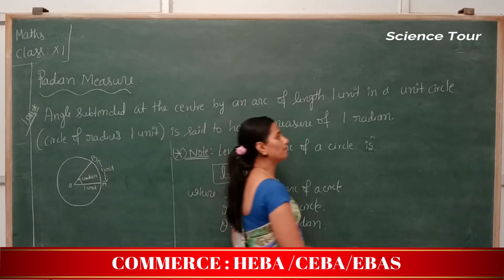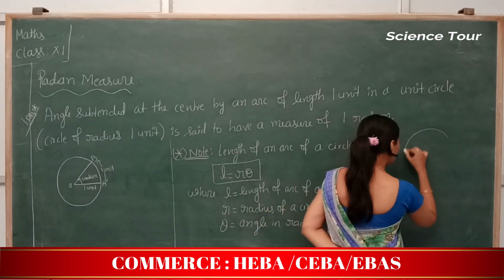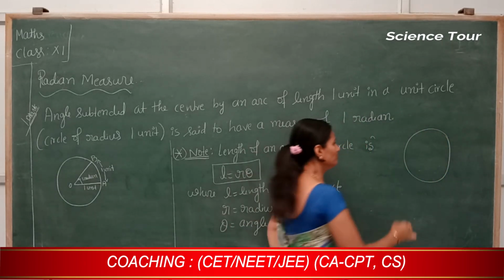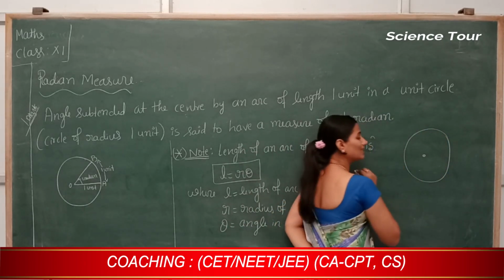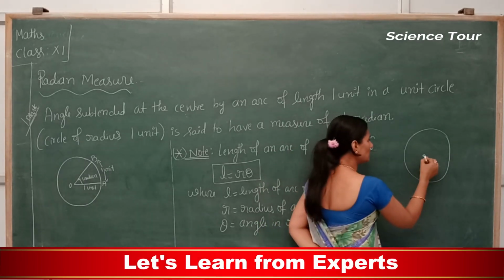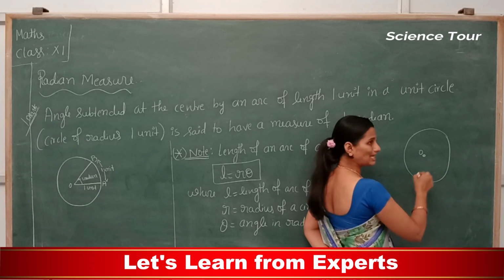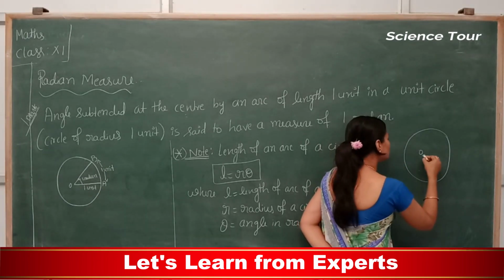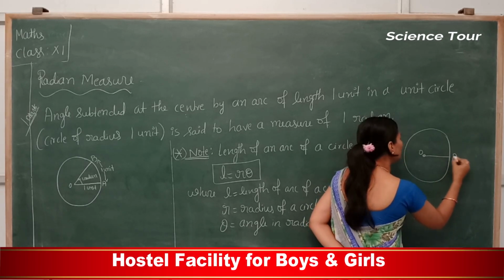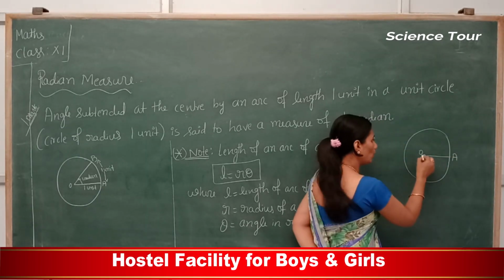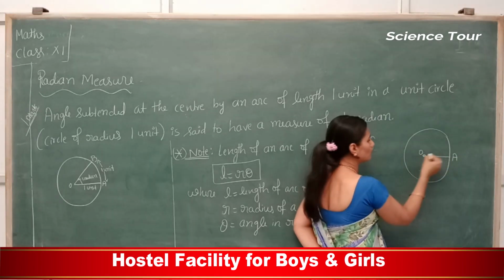Already you know the parts of a circle, right? Suppose this is one circle and this point is called what? The center of a circle. Already you know, right? O is the center of the circle. Next I draw a radius. OA is what? The radius of a circle, right? OA is the radius of the circle.